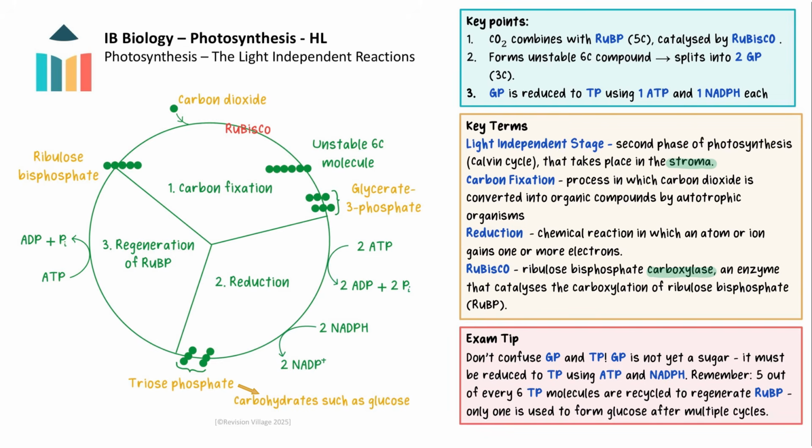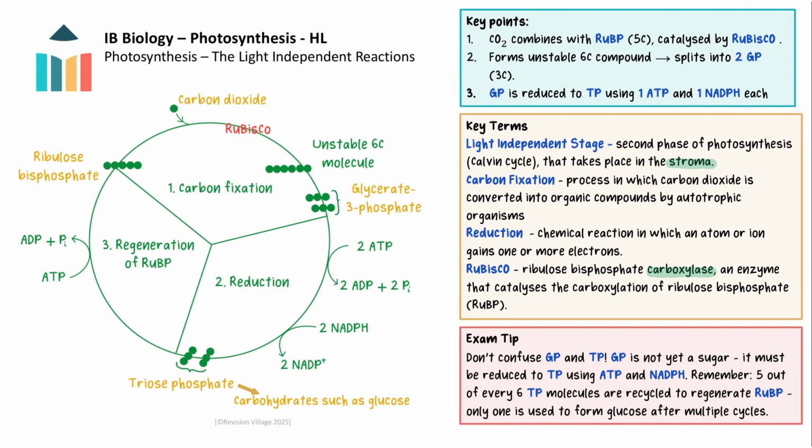Each glycerate 3-phosphate is then reduced to triose phosphate, TP. The reduction of each glycerate 3-phosphate molecule involves 1 molecule of reduced NADP and 1 molecule of ATP from the light-dependent phase. So for the 2 glycerate 3-phosphates, 2 reduced NADP and 2 ATP molecules are needed for their reduction. The oxidized NADP can then return to the light-dependent reaction to be reduced again.